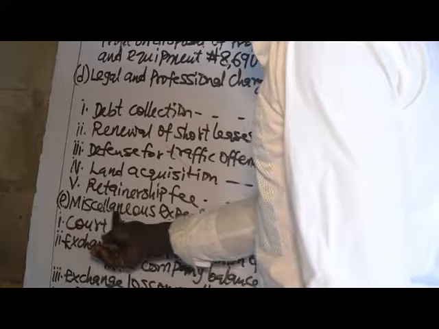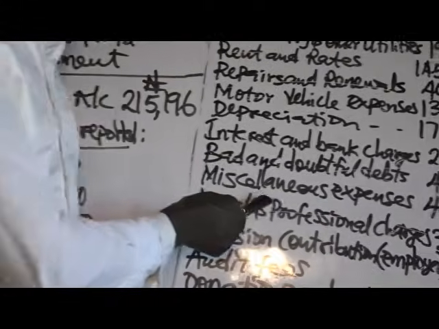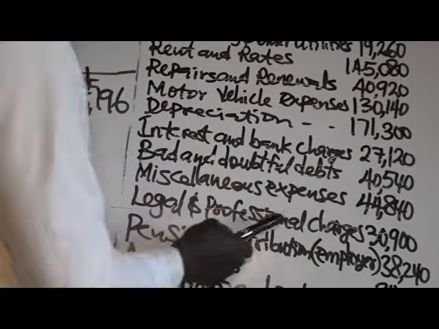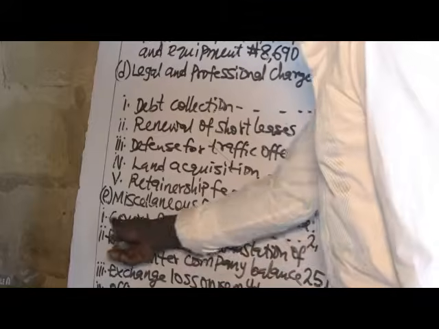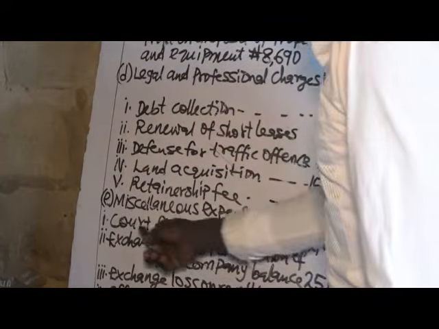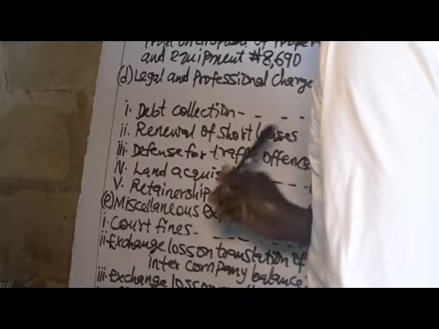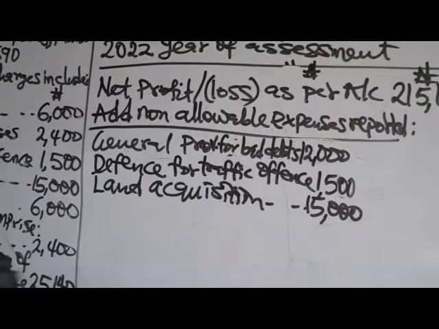Note E, miscellaneous expenses comprise. Do we have anything like miscellaneous expenses in the income statement? Now, if you go through your income statement, you will see the miscellaneous expenses of 44,840. Now, back to the note. Miscellaneous expenses comprise court fines. This court fine is not allowable and it has been reported in the account. So this is not allowable expenses reported in account. Court fines, that is 2,400.